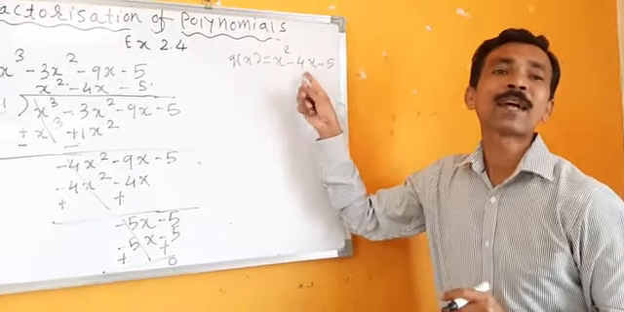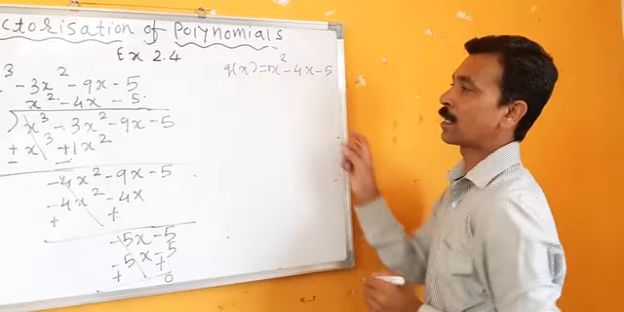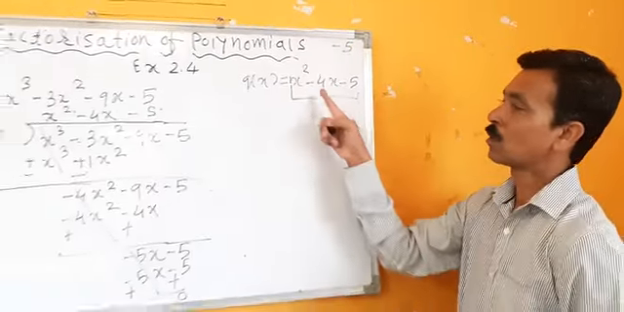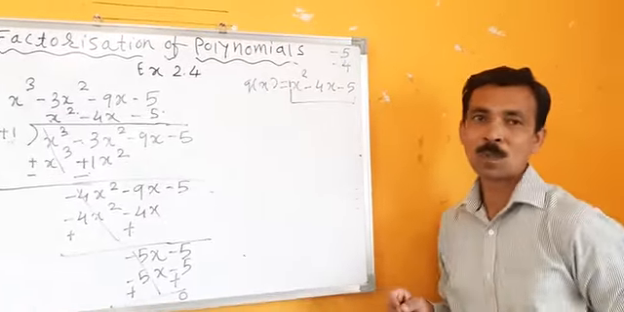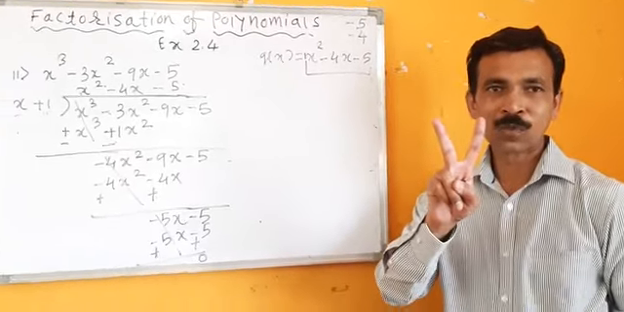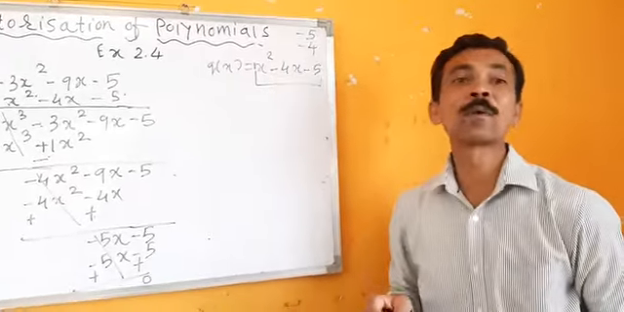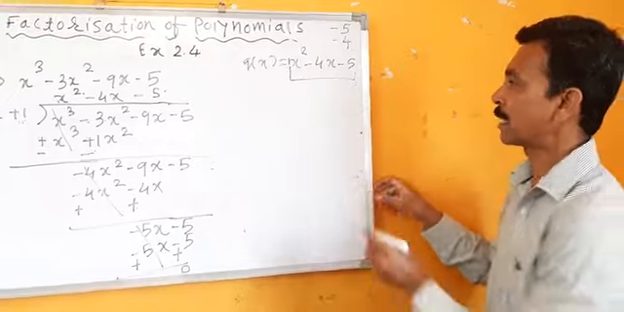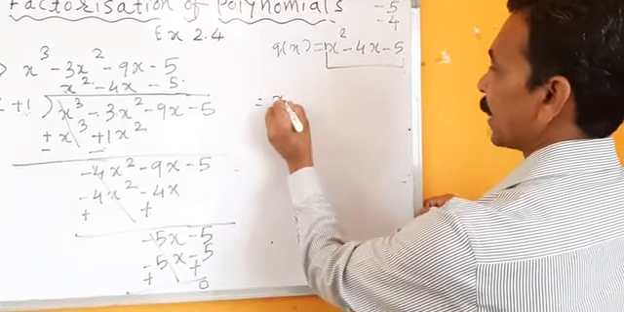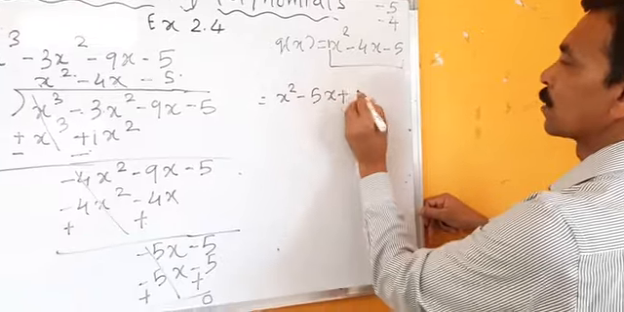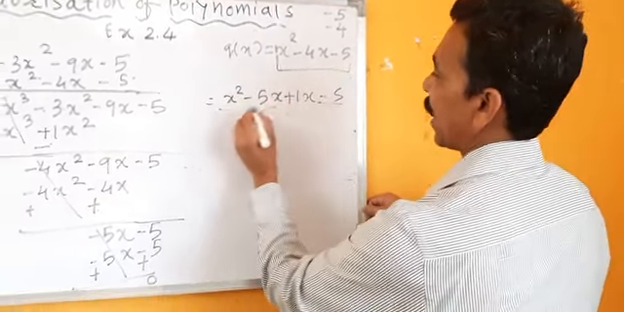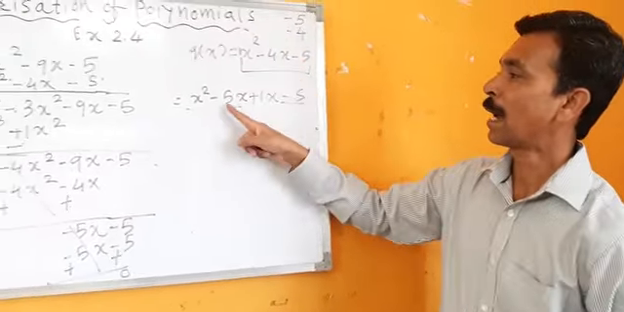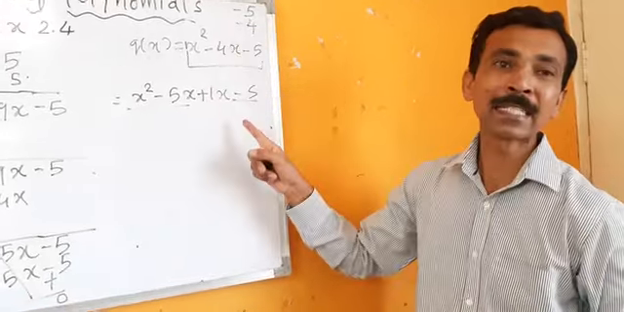Now what do you have to do? Factorize it. If there is nothing, it means 1. Multiply 1 into minus 5. What is that? Minus 5. What is the middle term? Minus 4. You have to find two factors in such a way that the addition should be minus 4 and the multiplication should be minus 5, because 1 into minus 5 is minus 5. So what are the factors? X square minus 5x plus 1x. Minus 5 and 1 are the factors. Look here. Minus 5 plus 1 is minus 4 and minus 5 into plus 1 is minus 5.